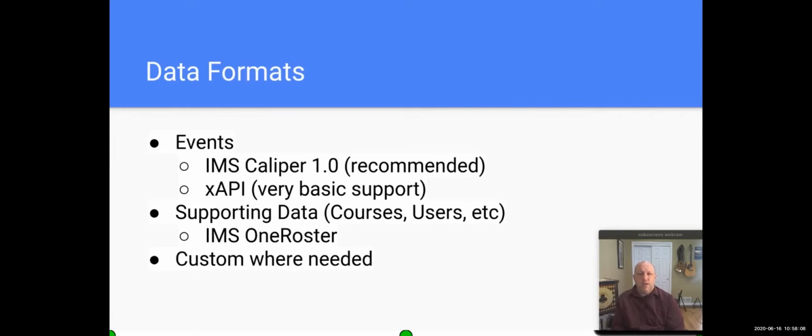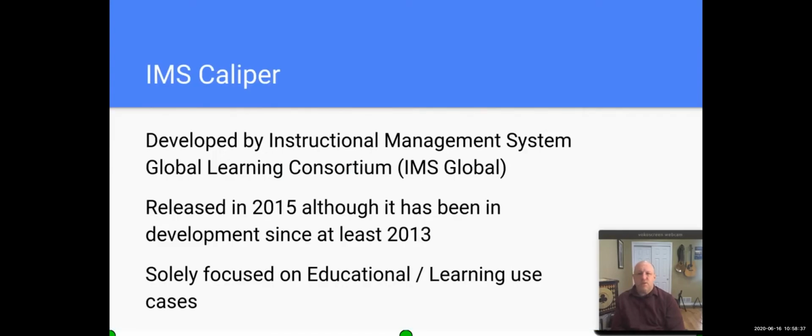The supporting data that we use for courses, users, etc., we use IMS One Roster. Again, make it palatable for everybody, and then we use custom information where needed. So an institution might want to store grades and make that available along with the data that we have, because that might be useful in analytics, that sort of thing. It's all available. That's the key standards we use.